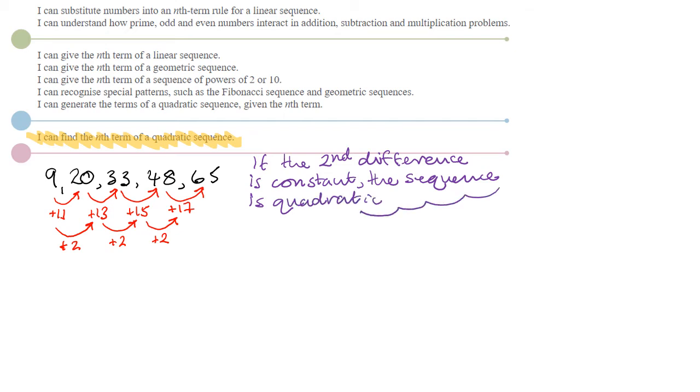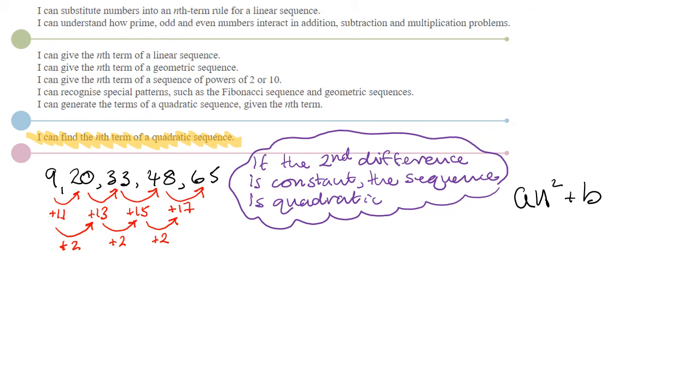Okay, so this tells us it's a quadratic sequence. Now the rule for a quadratic sequence is an squared plus or minus bn plus or minus c, and we need to work out these values of a, b and c. Right, okay, a is very easy to work out. A, this number that goes here, is half of the second difference.